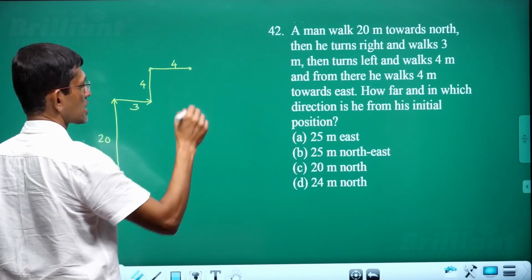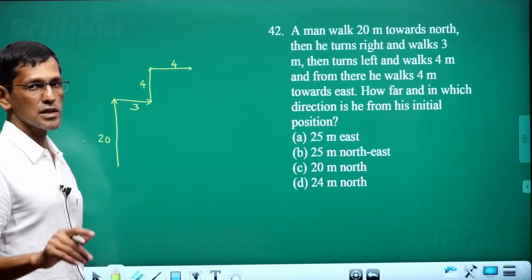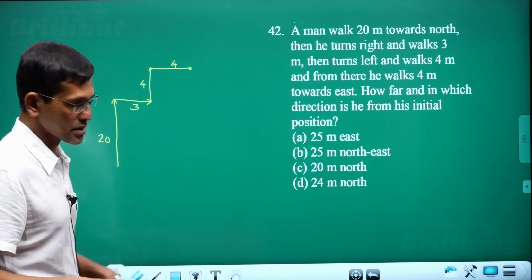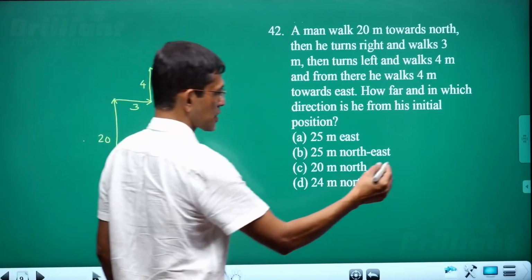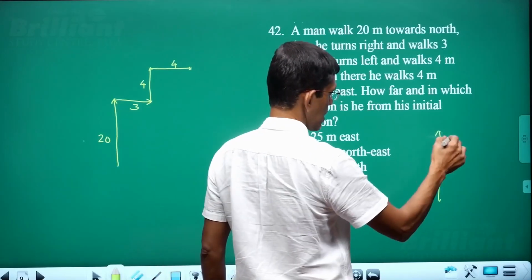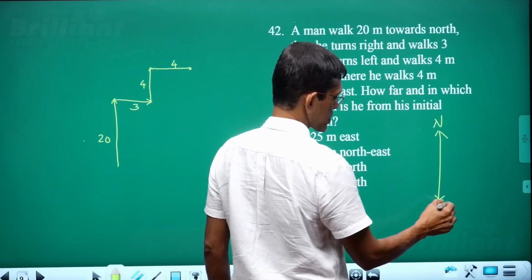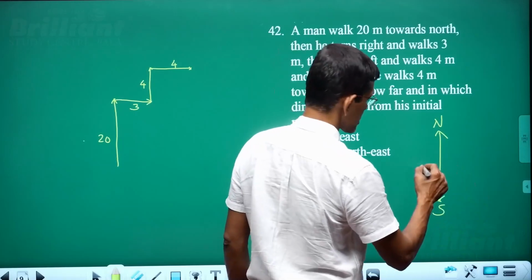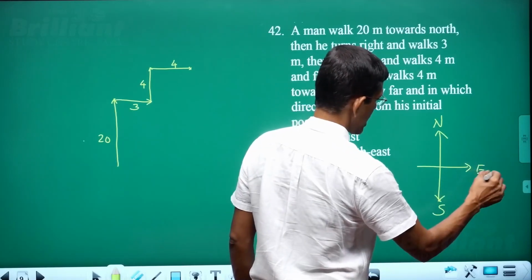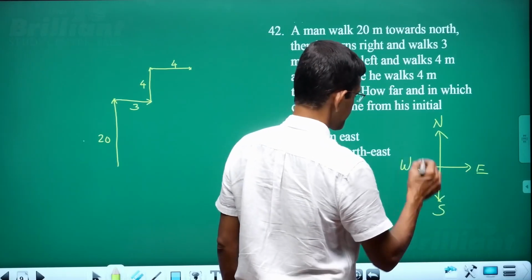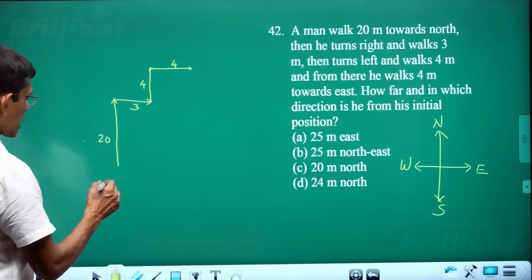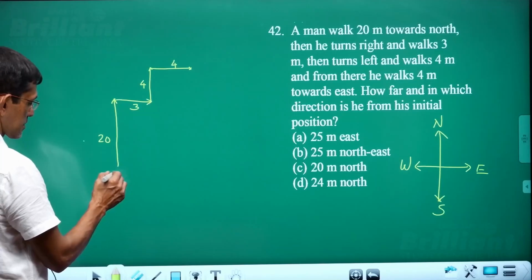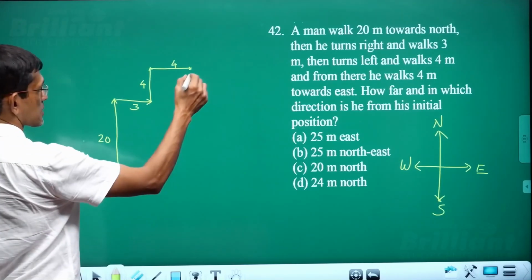Remember one thing, when you deal with these direction sense questions, always follow the standard directions. Which are the standard directions? North, this is what it is. North, south, this is east, and this is west. Okay, so this is the starting point, and this is the final destination.